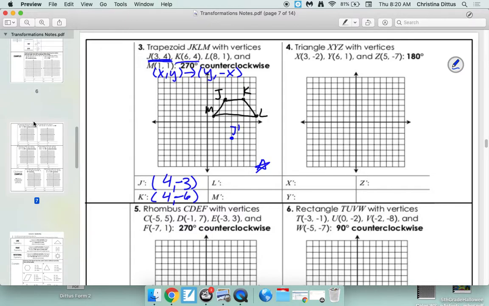All right, so (4, negative 6): 1, 2, 3, 4, 1, 2, 3, 4, 5, 6. I am in the correct quadrant again. If my L's (8, 1), what's my new L going to be? (1, negative 8): 1, 2, 3, 4, 5, 6, 7, 8. And the last one, (1, 1) is going to become (1, negative 1).